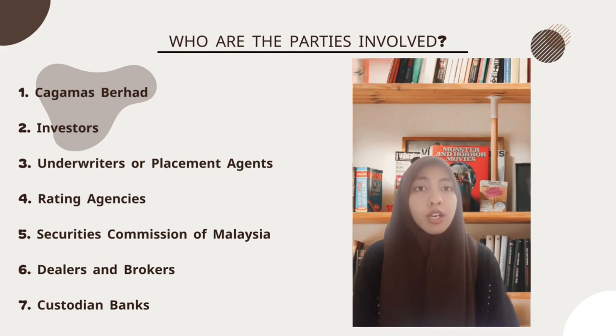Next is who are the parties involved. First is Cagamas Berhad. Second are investors. Third are underwriters or placement agents. Fourth are rating agencies. Fifth is the Securities Commission of Malaysia. Sixth are dealers and brokers. And the last one is custodian banks.